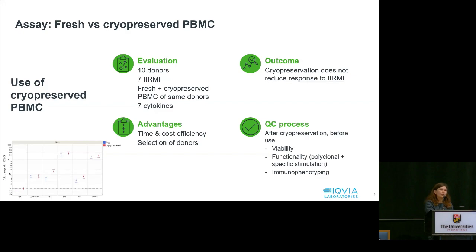One important thing to note, and it's very important to guarantee that there is no influence on the sensitivity, is that the PBMCs are extensively QC'd before use after cryopreservation. So after cryopreservation, there is one random vial per donor that is always thawed before use, and then we check the viability and immunophenotyping, but also we test the functionality. So for each donor that is in our PBMC bank, we test the response to both polyclonal and specific stimulation.